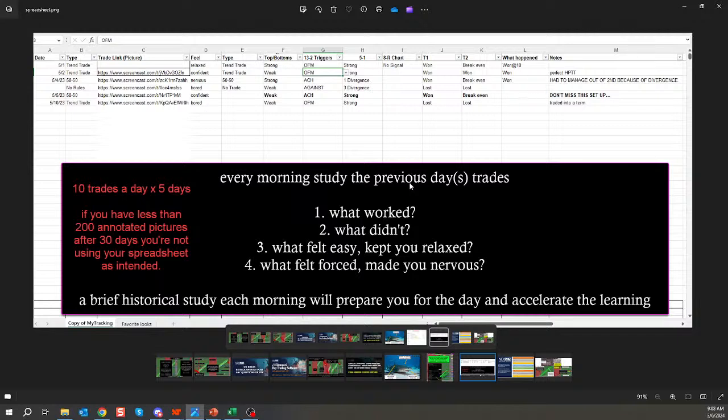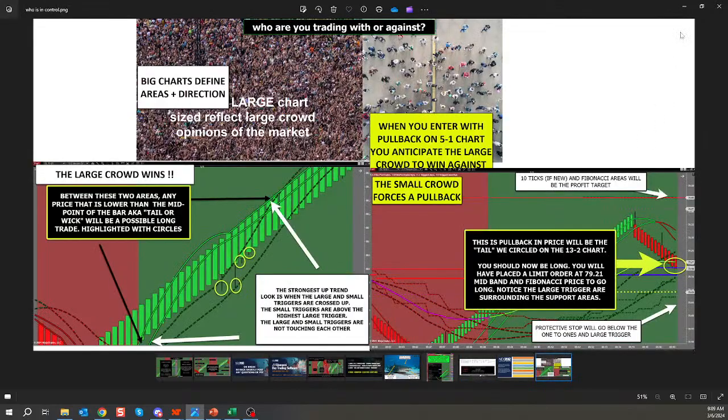So if every morning you go back and you study the previous day and you ask yourself what worked and what didn't work, what felt easy, what felt forced, you're going to start to recognize the patterns that are bringing you success, and then you'll recognize the patterns not only in the market but also in yourself that might be pulling that success away from you. And this brief historical study each morning is going to prepare you for the day and it's going to accelerate the learning.